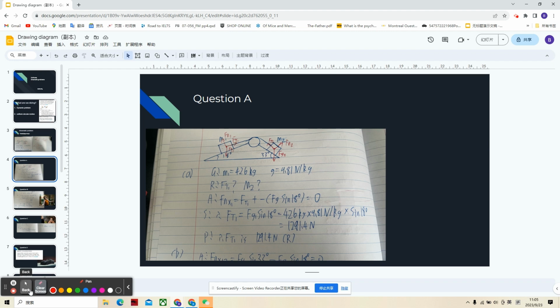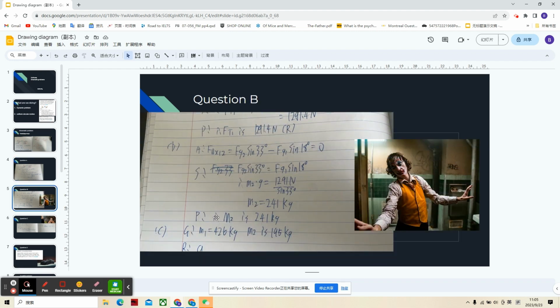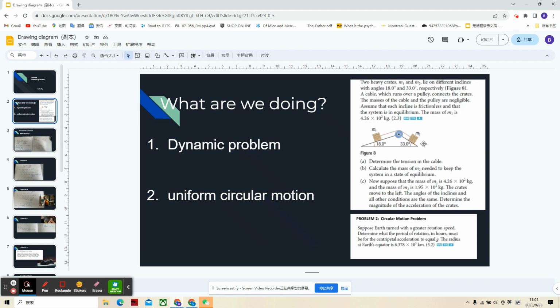Okay, and we move on to question 2. From here, we are asked to solve for the mass of M2. Since we already know that the system is in a state of equilibrium, it means it's constant, so nothing here is moving.